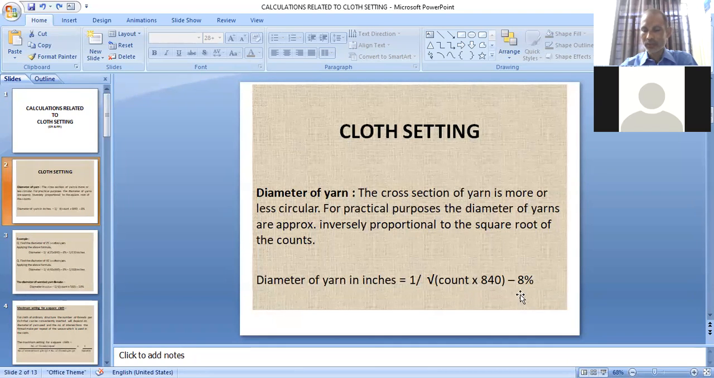Subtract 8% of the value which you get after doing the calculation of root count into 840. This 8% is not included inside the root. The root is only for count and 840. So whatever value you get from this, you have to subtract 8% of it, and 1 upon that value will give us the yarn diameter in inches.